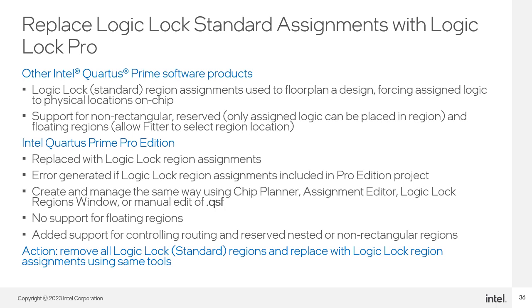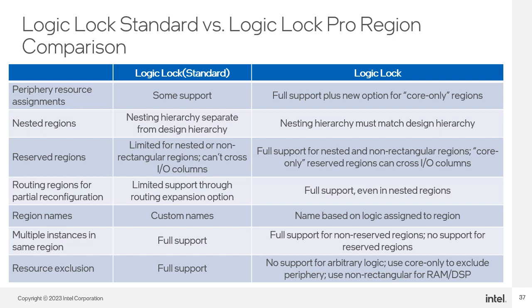First, a Logic Lock region cannot be set to floating. It must be set to a specific location in the device floor plan. Logic Lock regions gain some new features over the old region style, including control for routing through the region and the use of the reserved option on nested or non-rectangular regions. Here is a detailed comparison between the two types of regions. Logic Lock standard regions gain full support for selectively including or excluding periphery resources. This includes a new core-only option which completely excludes periphery resources from the region.